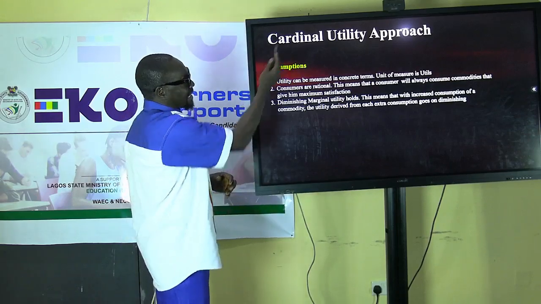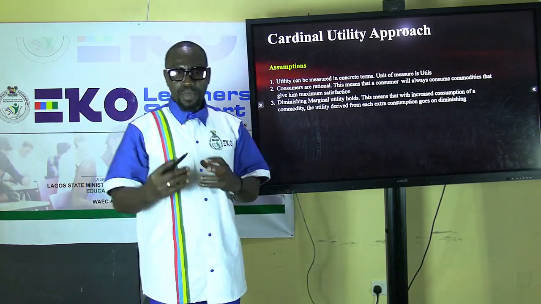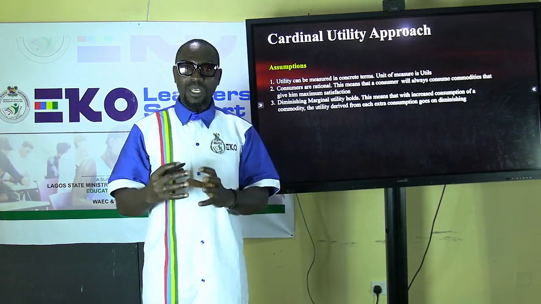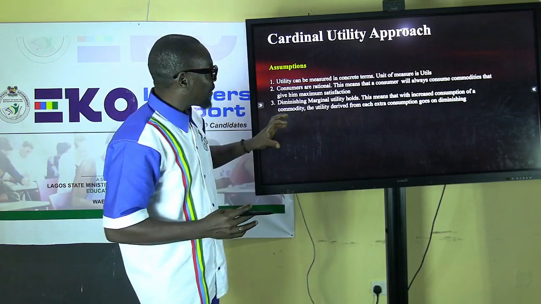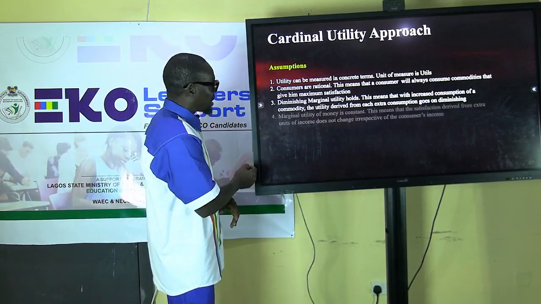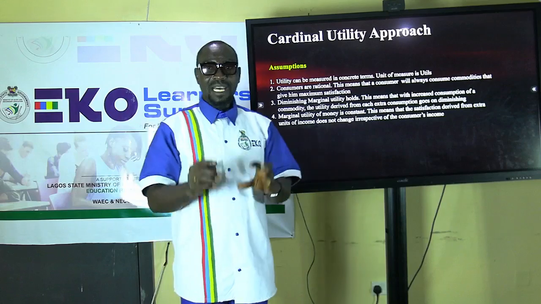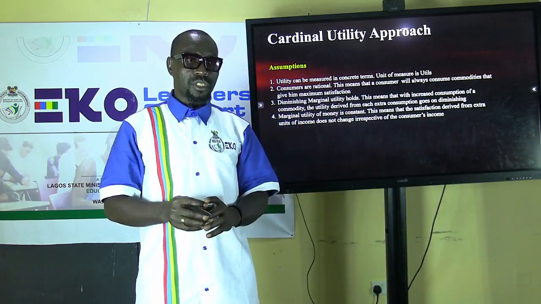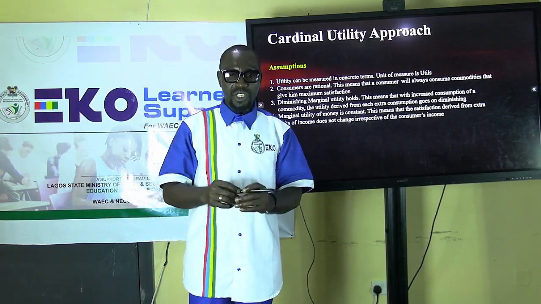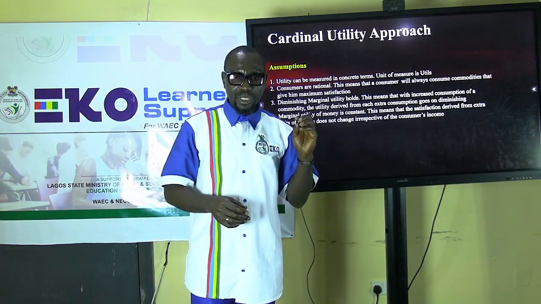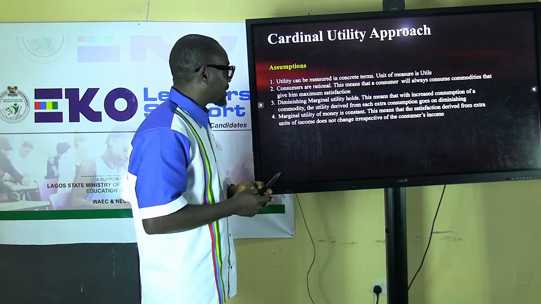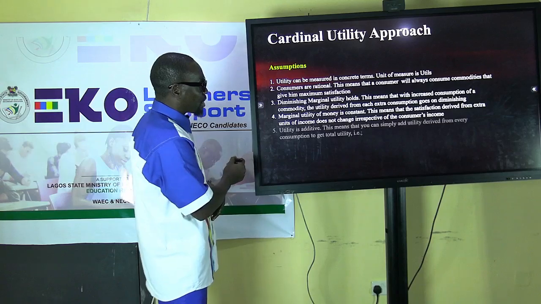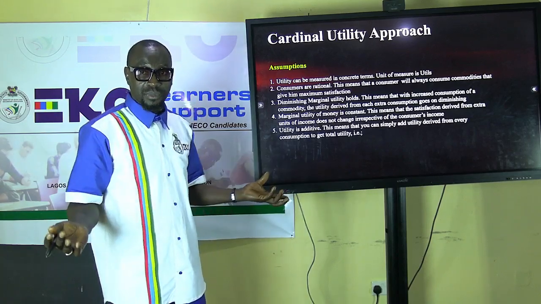So, cardinal utility approach based the analysis of utility maximization or consumer equilibrium on the fact that the law of diminishing marginal utility holds, and that the marginal utility of money is constant, meaning it doesn't change. Because if the marginal utility of money changes, then you cannot begin to talk about the law of diminishing marginal utility in the first place. This means that satisfaction derived from extra use of income does not change irrespective of the consumer's income.